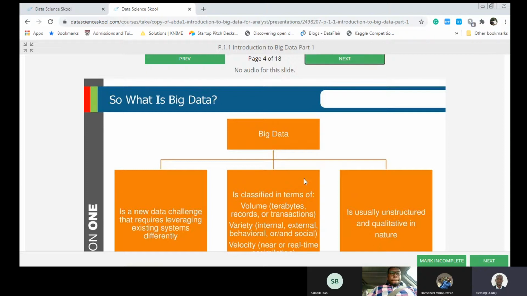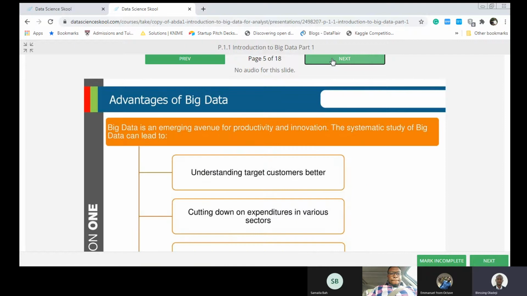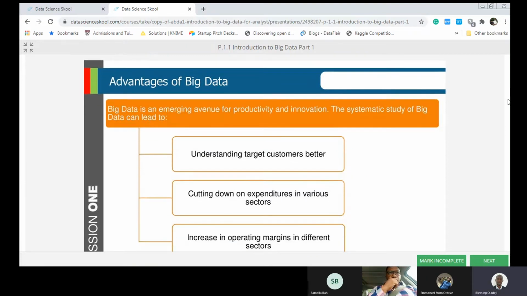So those are some of the characteristics of big data. Then we also talked about some of the advantages of big data, some of the uses that you can put big data into. Big data will help you to understand your customer better. Big data can help you to cut costs.